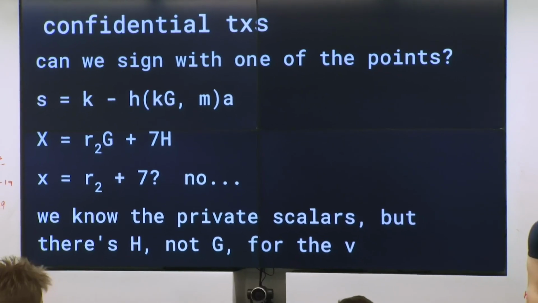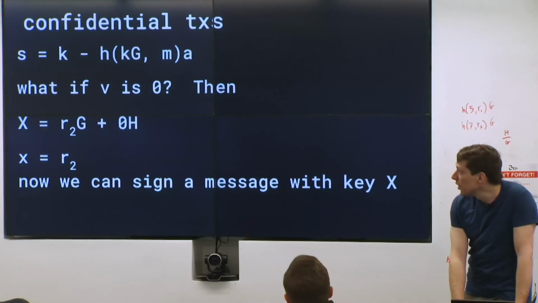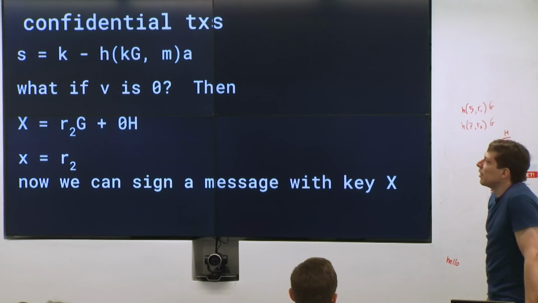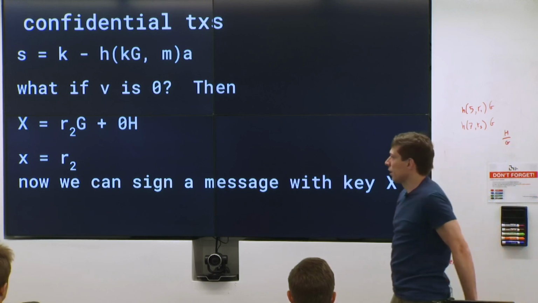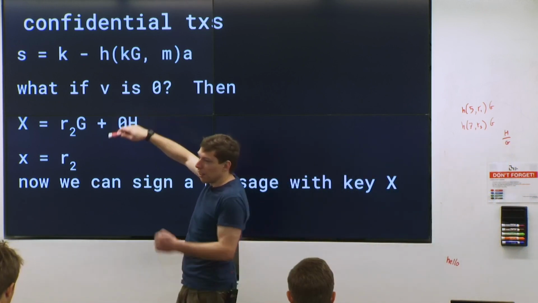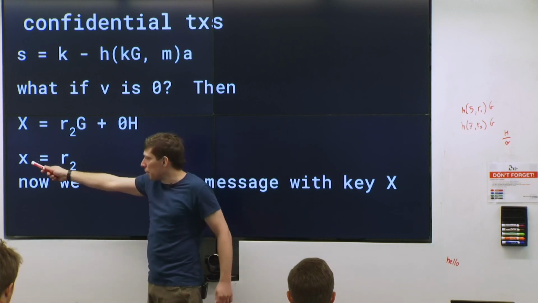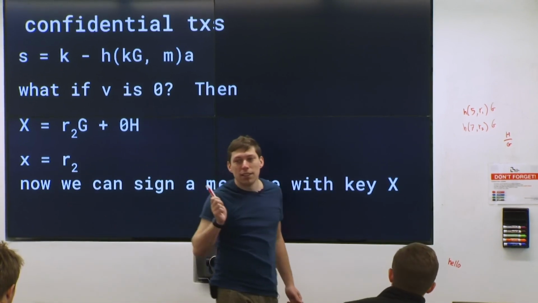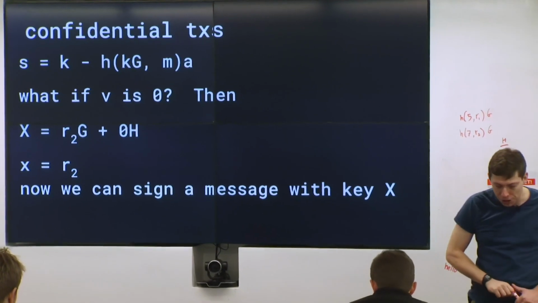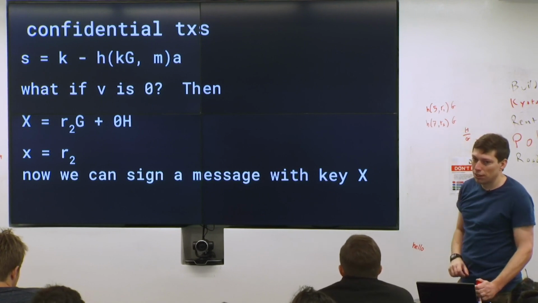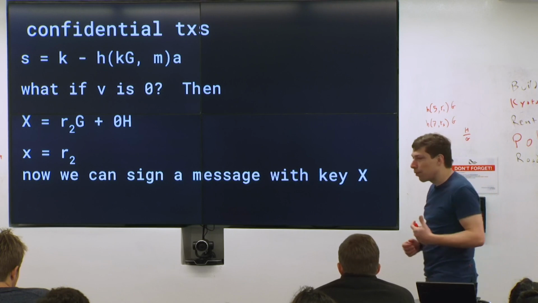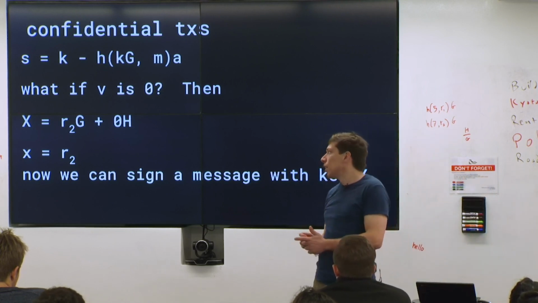But what we can show, which is kind of interesting, well, what if v is 0? Then x is R2 times G plus 0H, which is just R2 times G, right? This is nothing. There's no H here. And that means my private key is just going to be R2. Well, now I can sign. Now I can sign with respect to G with this point x that I've committed to because the value is 0. The thing that I'm multiplying by H is 0.